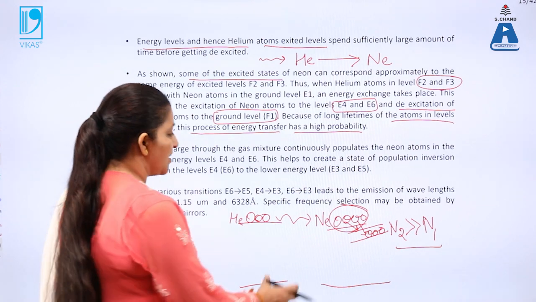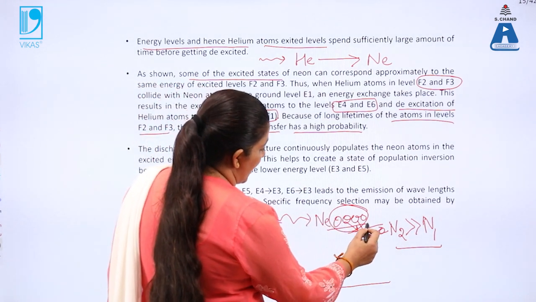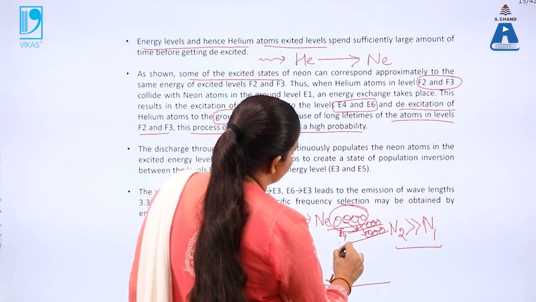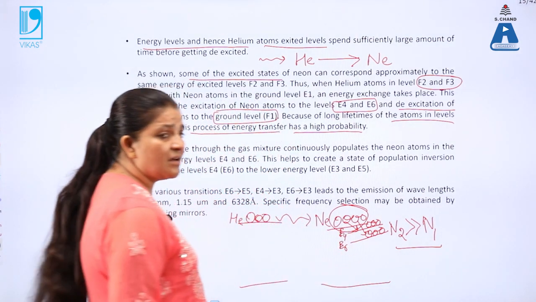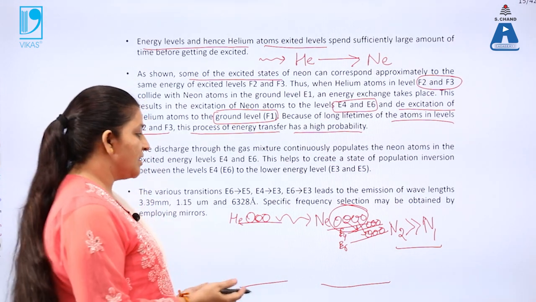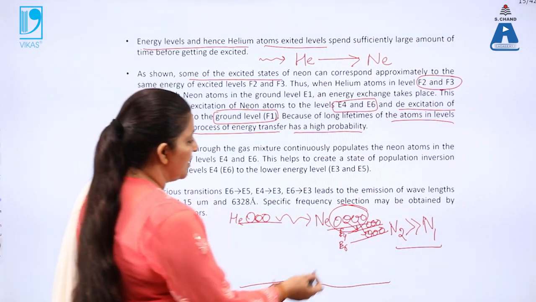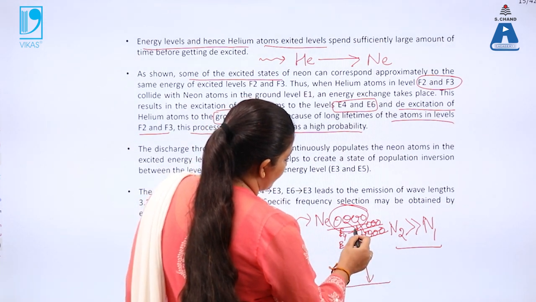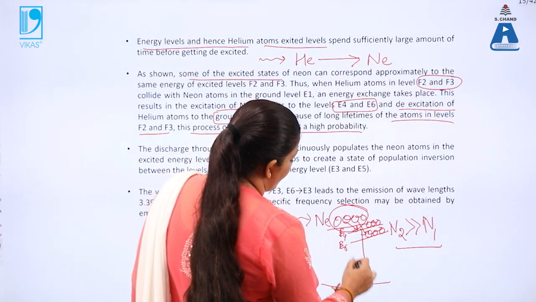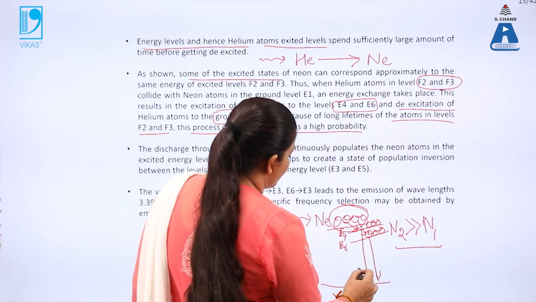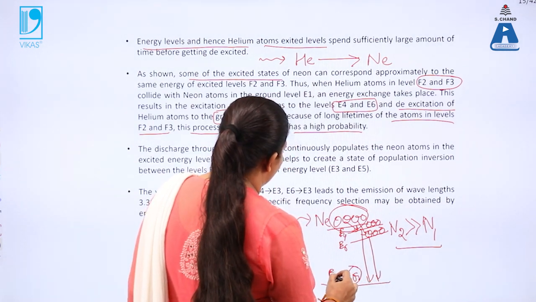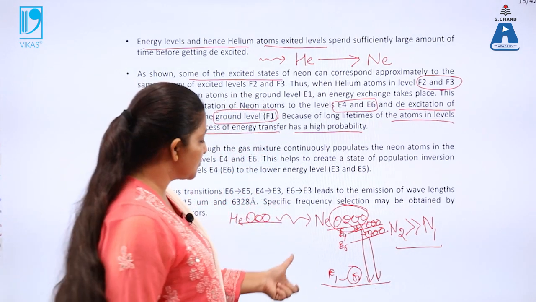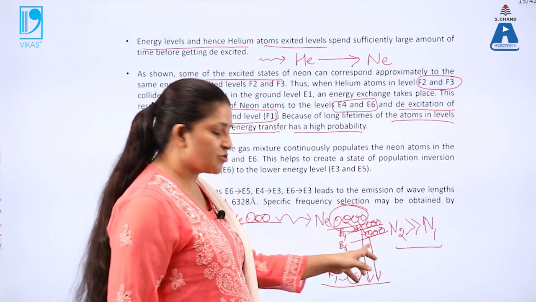Again there occur transitions of the atoms which are present in the E4 level and the E6 level. These are the energy levels for neon atoms; they are basically metastable states. Again there occurs transition of the atoms from E4 to E1 or from E6 to E1, where E1 can also be written as F1. So these transitions take place, and during these transitions the atoms are more stable.